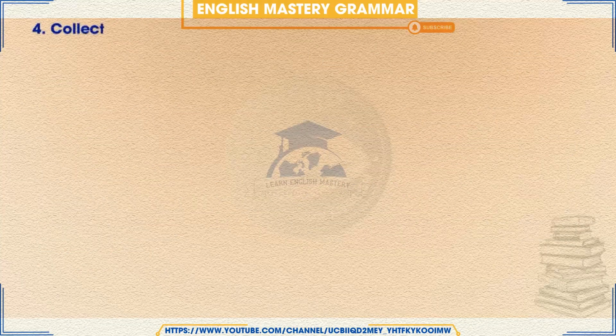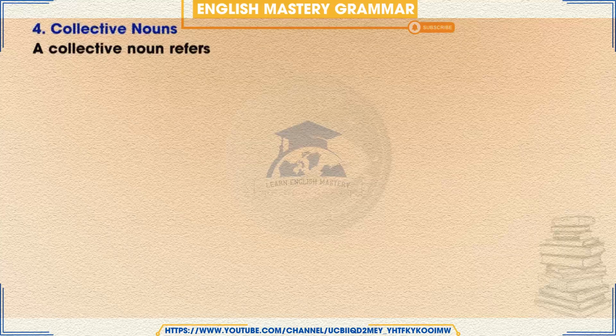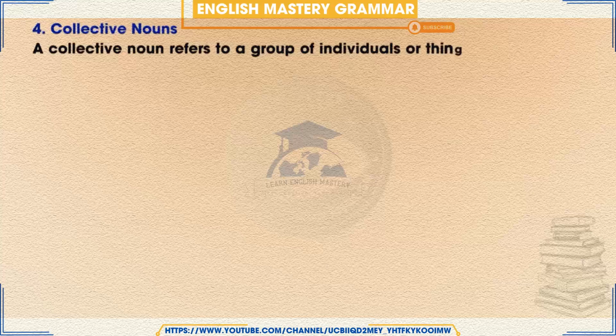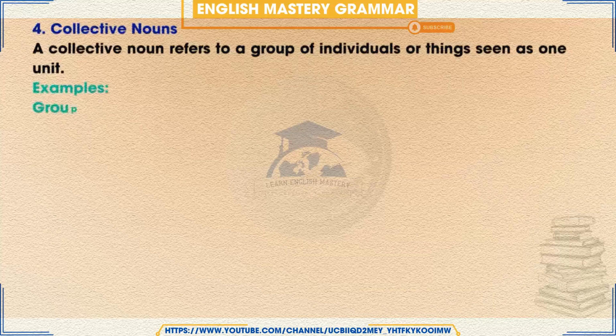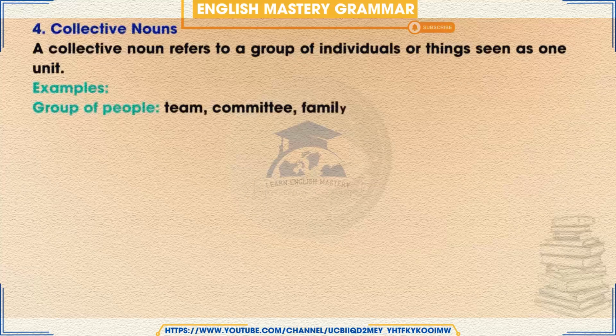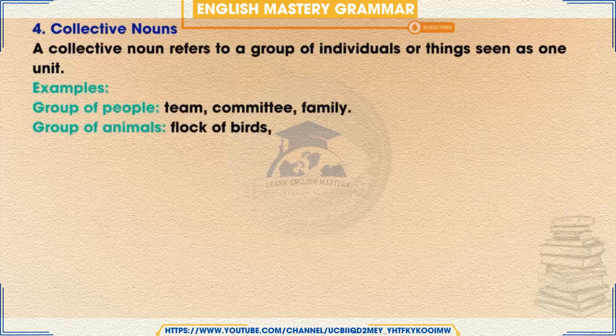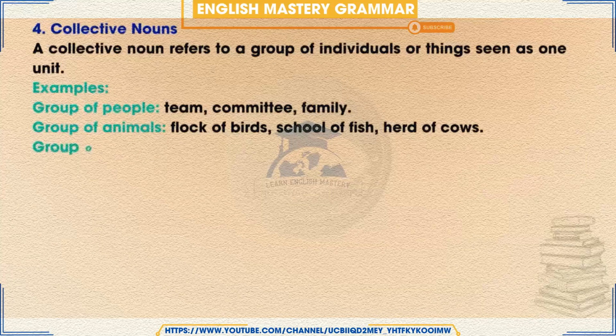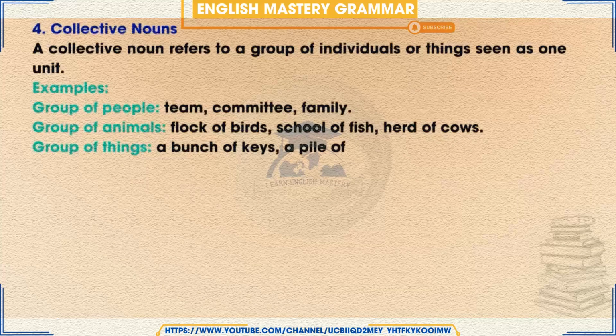4. Collective nouns. A collective noun refers to a group of individuals or things seen as one unit. Examples: group of people: team, committee, family. Group of animals: flock of birds, school of fish, herd of cows. Group of things: a bunch of keys, a pile of books.